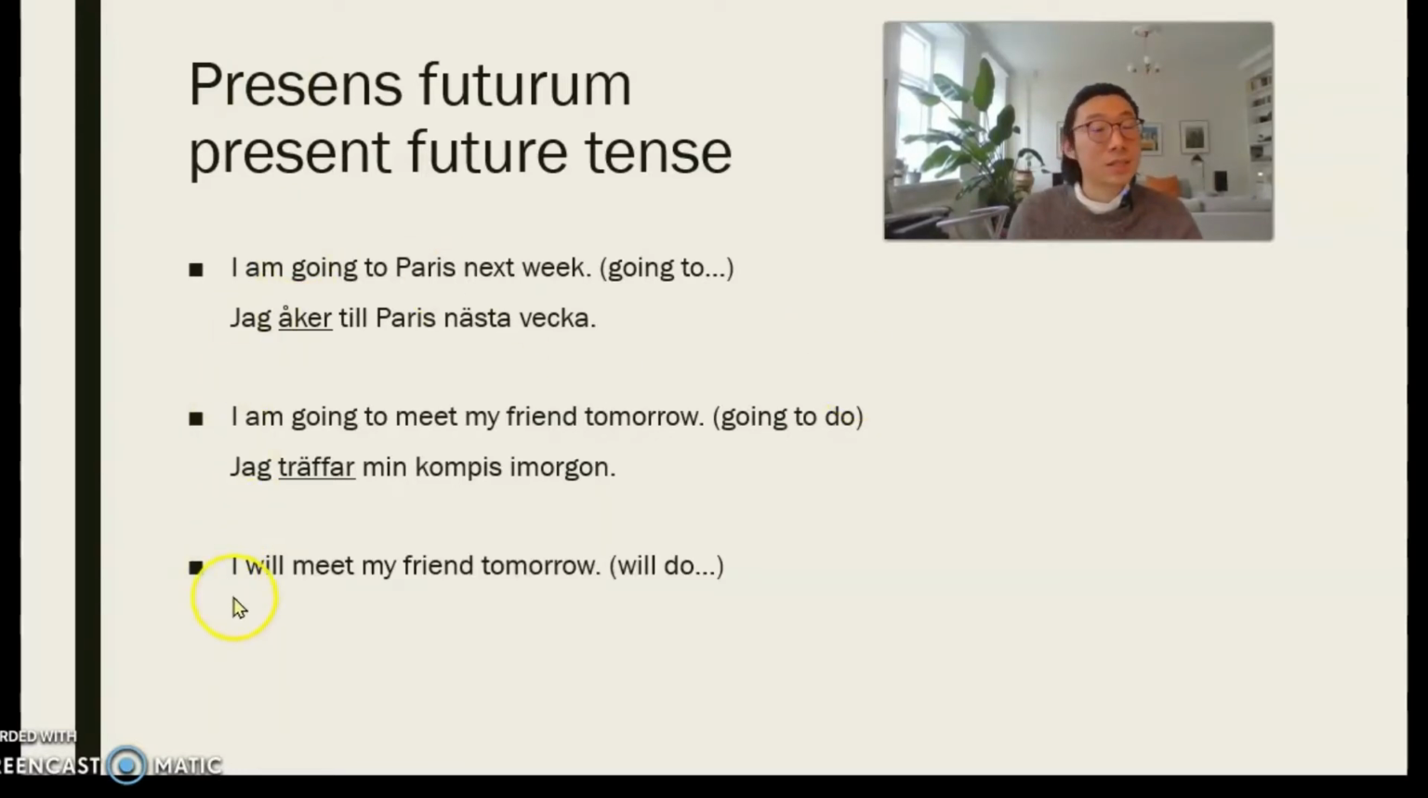And the last one, you also use will in English. I will meet my friend tomorrow. You use will to express a sense of planning. And in Swedish, it is not the present tense, though. You would use the auxiliary verb ska. Jag ska träffa min kompis imorgon. So in English, I will meet. In Swedish, jag ska träffa.